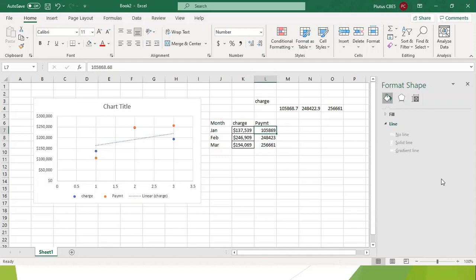See, for example, if you calculate the Jan month, your charge and then payment are not proportionate. Right? In the other areas, it is proportionate.